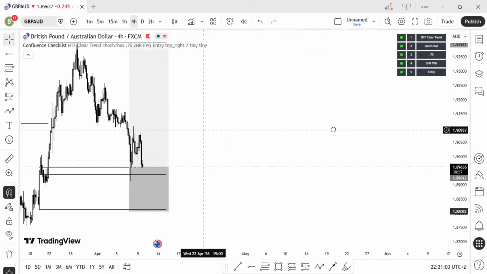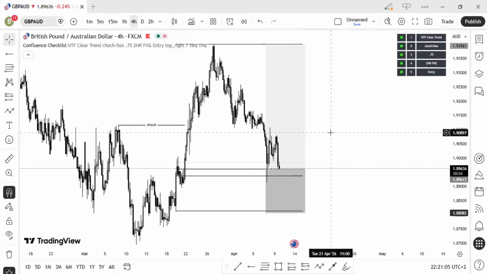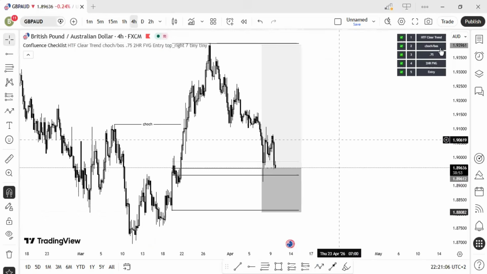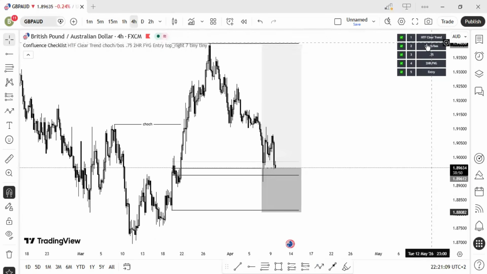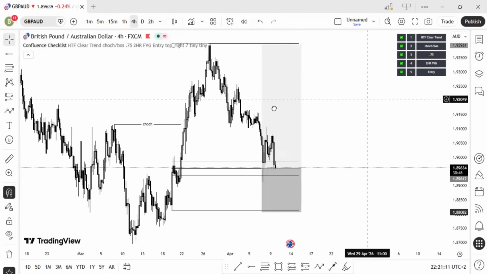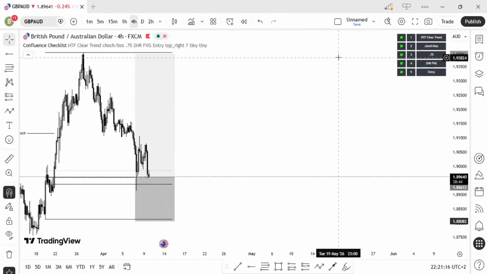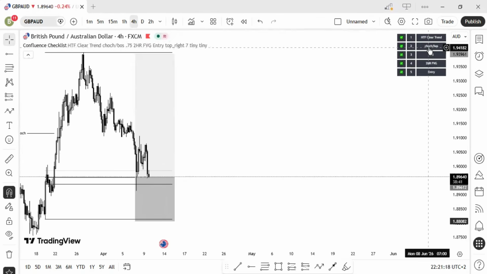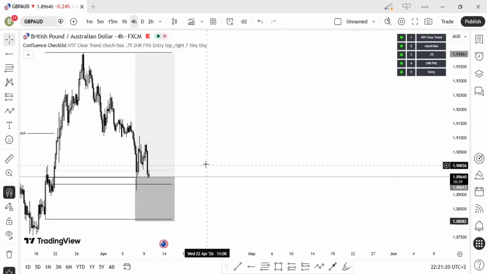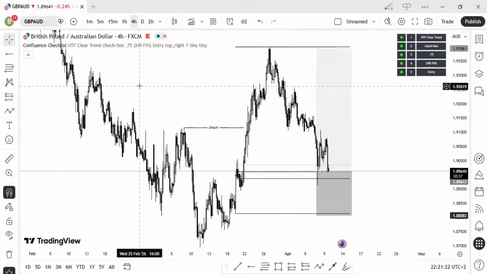If it's not very clear, you go to the next one, and then you wait and see if you have a break of structure or a change of character. If you have a break of structure, you're looking for continuation, and if you have a change of character, you're looking for trades in the opposite direction.